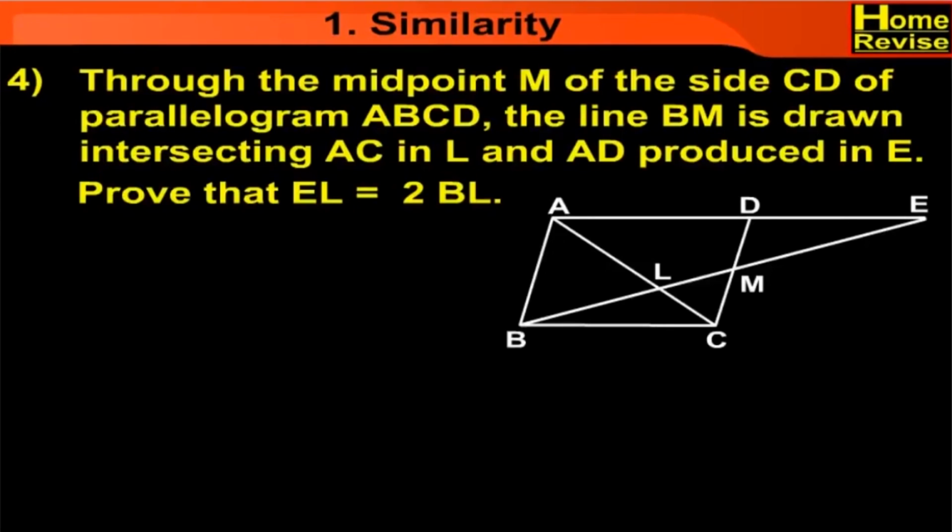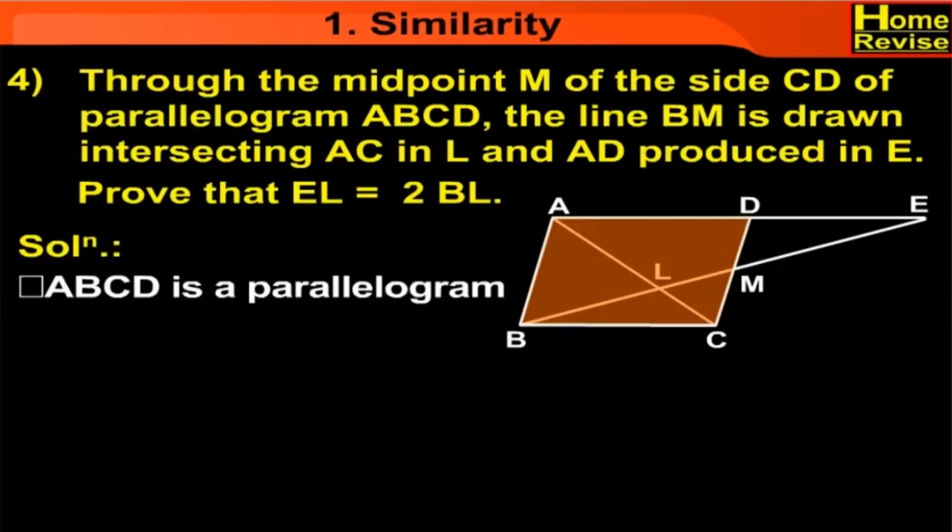Through the midpoint M of the side CD of a parallelogram ABCD, the line BM is drawn intersecting AC in L and AD is produced in E. Prove that EL is equal to twice BL. Solution.